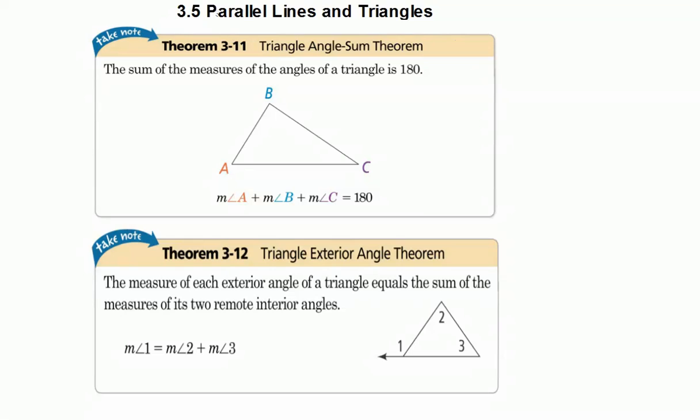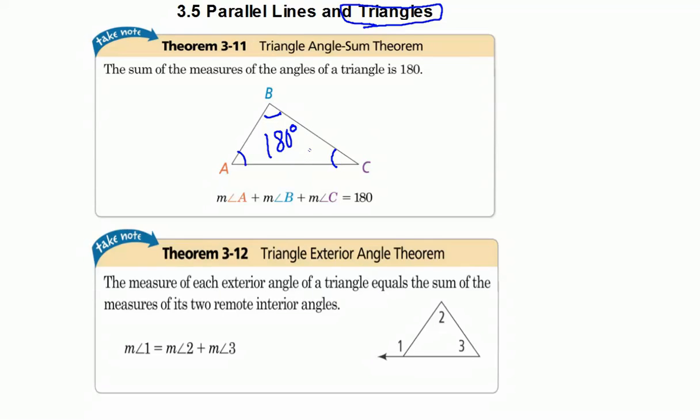For 3.5, we're going to be talking about parallel lines and triangles. And our main focus today is going to be triangles. Now, there are two theorems we need to understand. The first one is called the triangle angle sum theorem. It states that if you add angle A and B and C, those together should equal 180 degrees. That's true for any triangle.